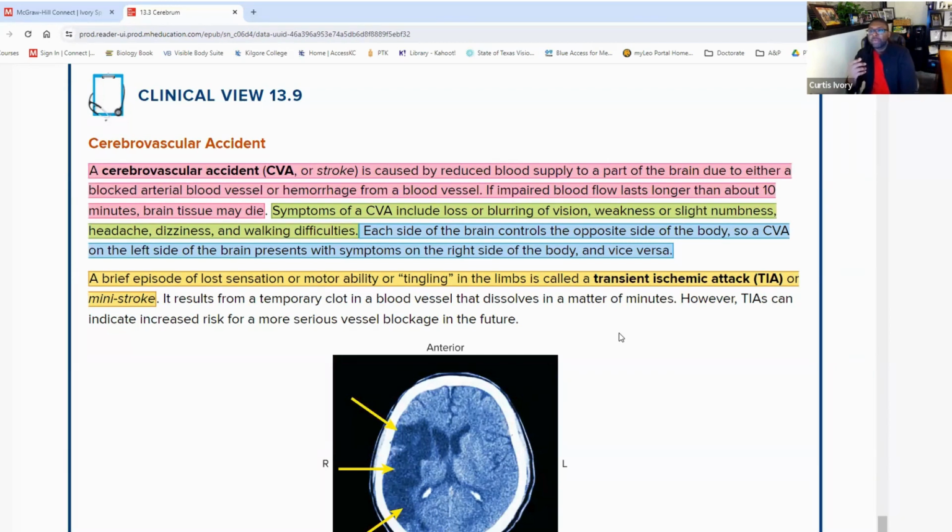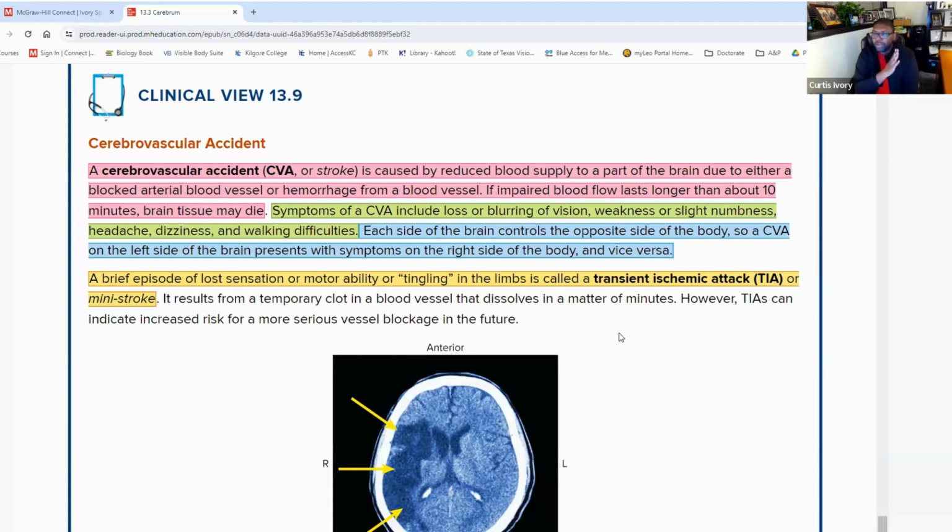Now, with strokes, how do we know what side of the brain has been affected? If you have drooping in the right side of your face or the right side of your body, we know it's the opposite side in the brain. Remember, the left side of your brain controls the right side of your body and vice versa. So drooping on the right side of your face or body means you're having a stroke in the left side of your brain.